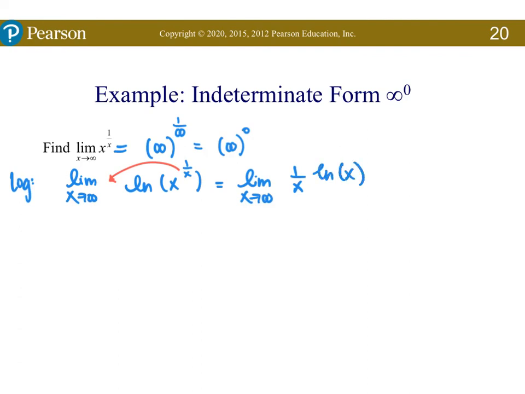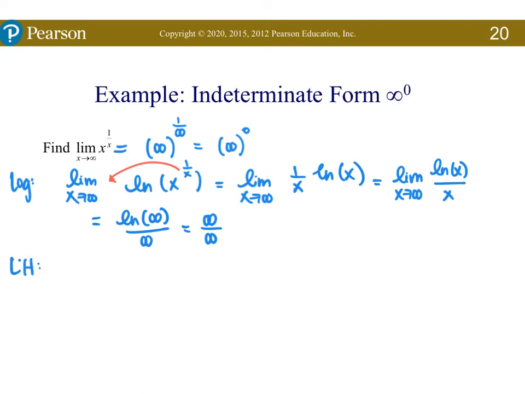And this is already in quotient form for me. Right? I can say this is the same as the natural log of x in the numerator and plain x in the denominator. And so I can plug infinity into that, the natural log of infinity over infinity itself, which is infinity over infinity. So I have indeterminate form in a quotient. That means I'm allowed to apply L'Hopital.